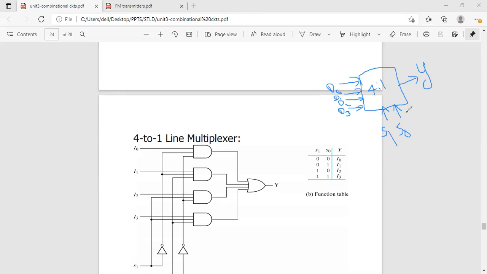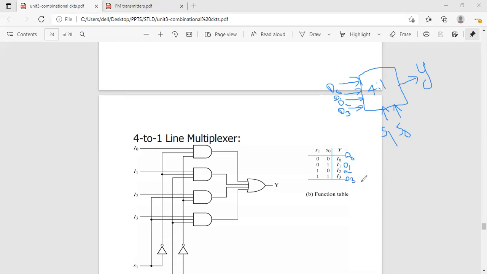Depending on the select line condition, you will get the output. So how can we get the output? Depending on the select line condition, one of the input data will appear at the output, right? See here, if you give S0 0 and S1 0, which data line will be selected at the output? The D0 data line will be selected at the output. If you give 0 1, D1 will be selected. If you give 1 0, D2 will be selected. And if you give 1 1, D3 will be selected.